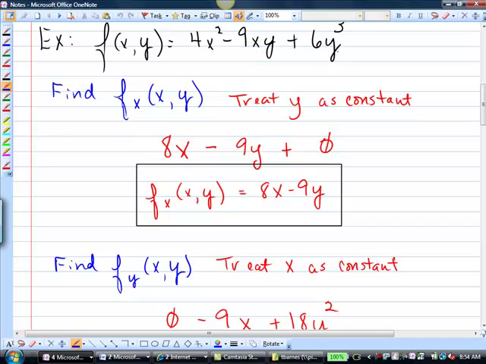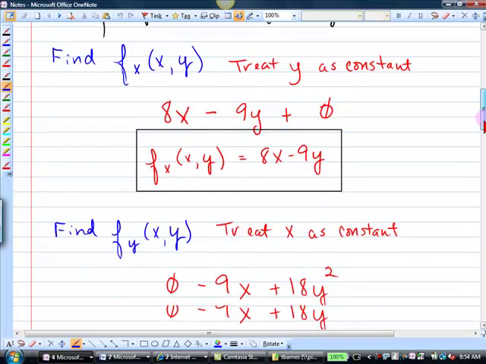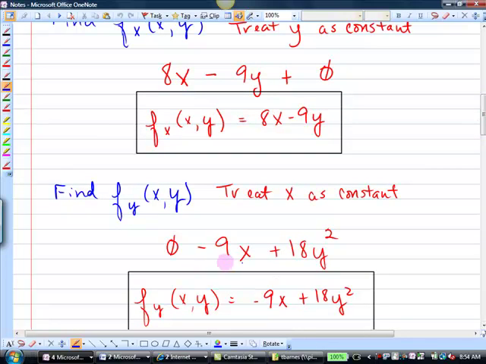And then plus 6y cubed, what's that going to be? 18y squared. So we have negative 9x plus 18y squared. It's not a difficult procedure, it's just you have to get used to it. You have to think about which one you're doing.